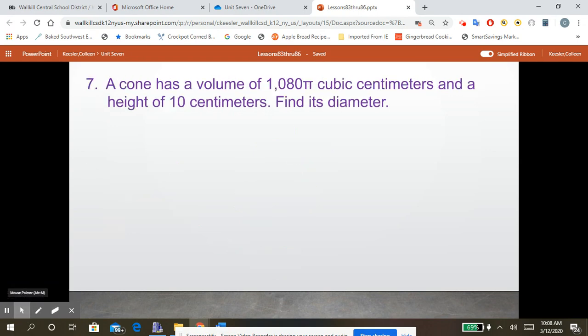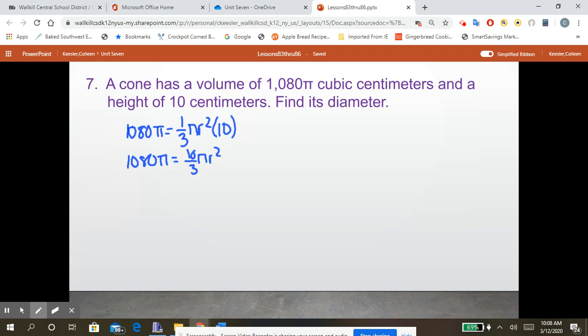So now a cone has a volume of 1,080 pi cubic centimeters and a height of 10 centimeters. Find its diameter. So using that same process, we're going to plug in the givens. So 1080 pi equals 1/3 pi r squared times 10, because we're dealing with a cone here. So now we can't do 1/3 of 10 as easily as we could do 1/3 of 9 in the last problem, but we can still simplify it. So we have 1080 pi equals 10/3 pi r squared.